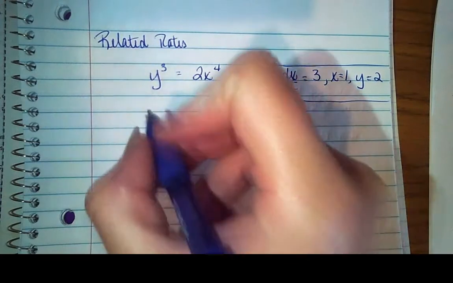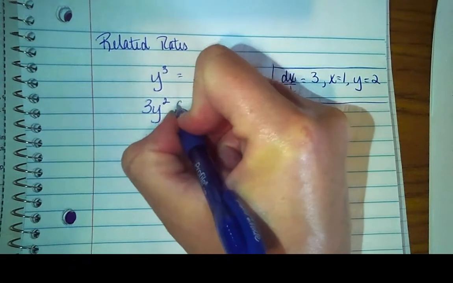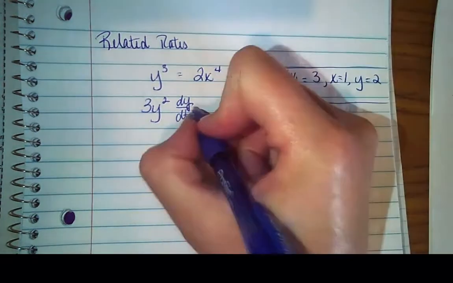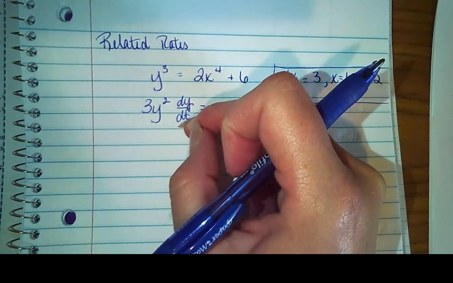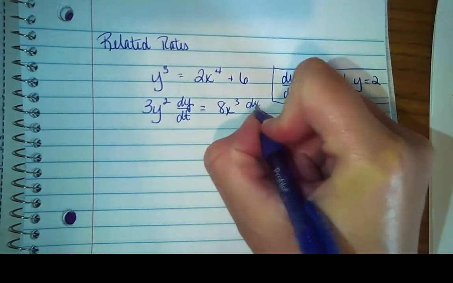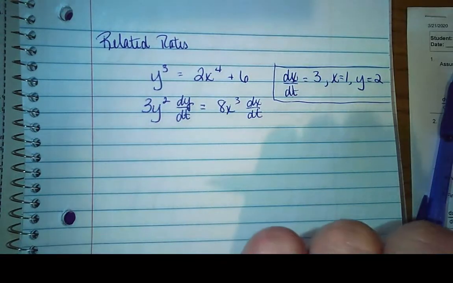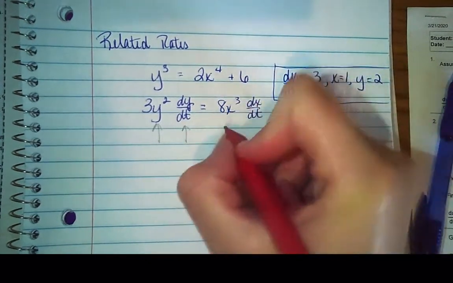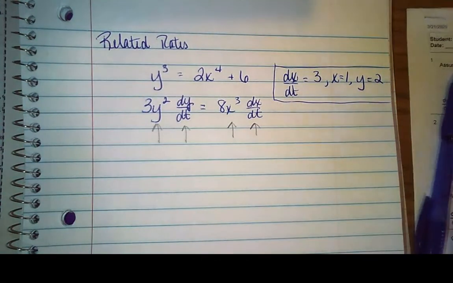The derivative of y cubed is going to be 3y squared. Then we would normally put dy, but since we're doing related rates, we're going to do dy/dt, which just means how is y changing as time changes. This one is going to be 8x cubed dx/dt, and the derivative of 6 is 0. If we look at this, I have a y variable, a dy/dt variable, an x variable, and a dx/dt variable. So I'm given 4 variables.